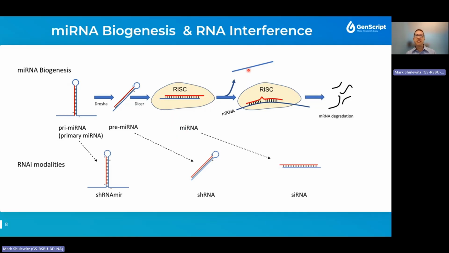The passenger strand is discarded, and the guide strand guides RISC to the target messenger RNA, which is now degraded, leading to gene silencing. Mature microRNAs and siRNAs share a very similar structure, but there are some key differences.